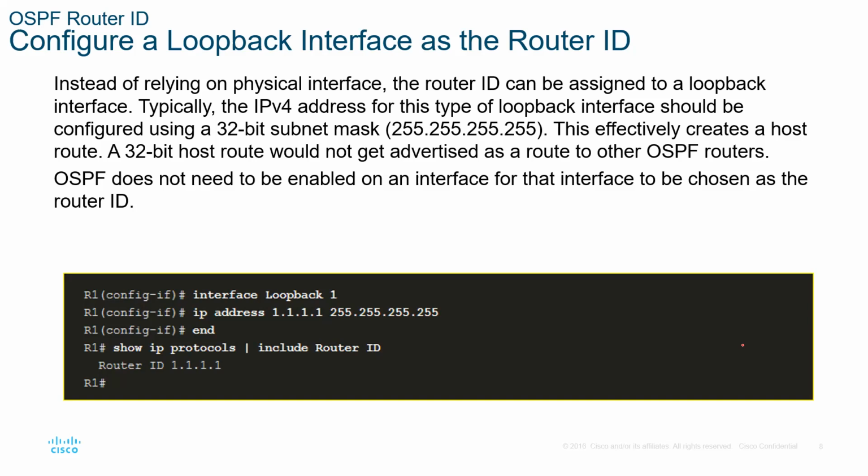Therefore, OSPF does not need to be enabled on an interface for that interface to be chosen as the router ID. So how do you then configure the loopback interface as router ID? Very simple. You enter your global configuration mode and type the command interface loopback. Then you give the loopback number, loopback 1, 2, 3, whatever number that you want to give. Then you assign the IP address to that particular interface. Now notice the subnet mask, it's a /32. That is 255.255.255.255. That's what we're talking about here, 32 bits generally, okay?